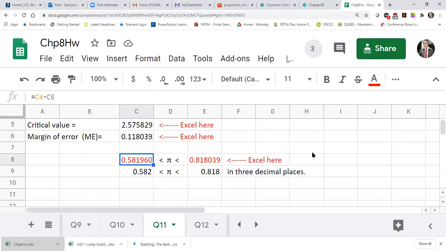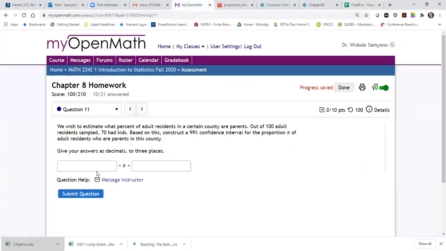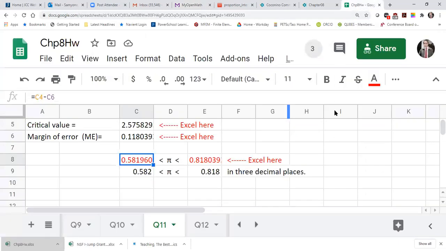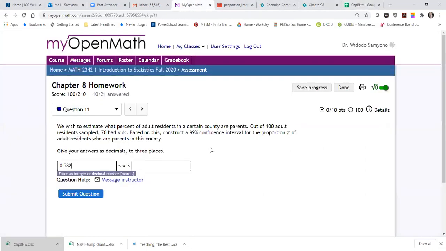So your answer will be 0.582 and then 0.8, right? Okay, so you need to sum right there.